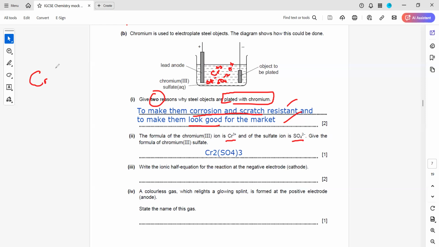Chromium is Cr, and it has a charge of 3+, and sulfate is SO4 with a charge of 2-. So when the valencies are not the same, we cross multiply. So when we cross multiply, it will be Cr2(SO4)3. So that is chromium 3 sulfate.